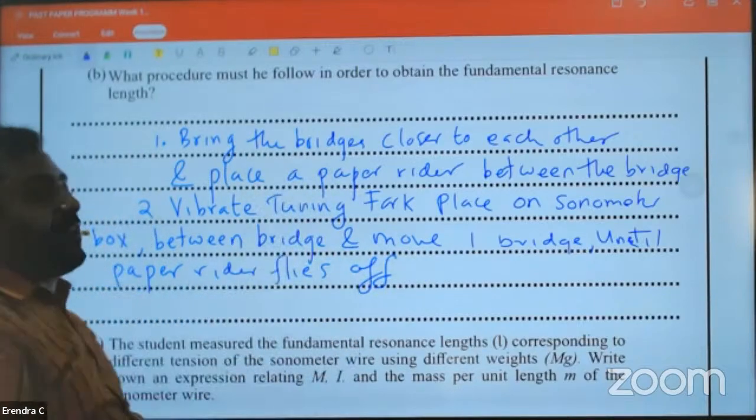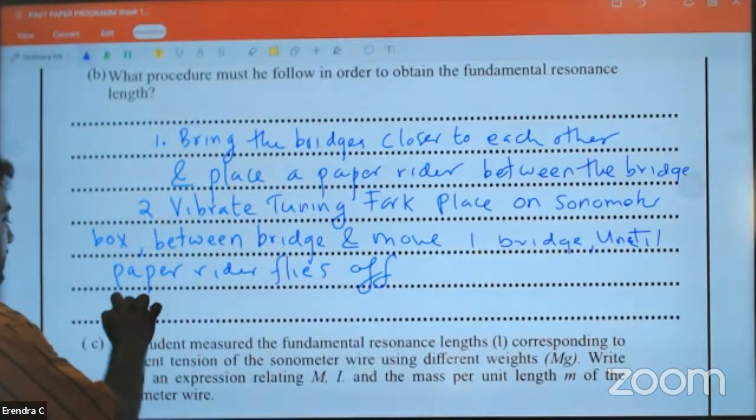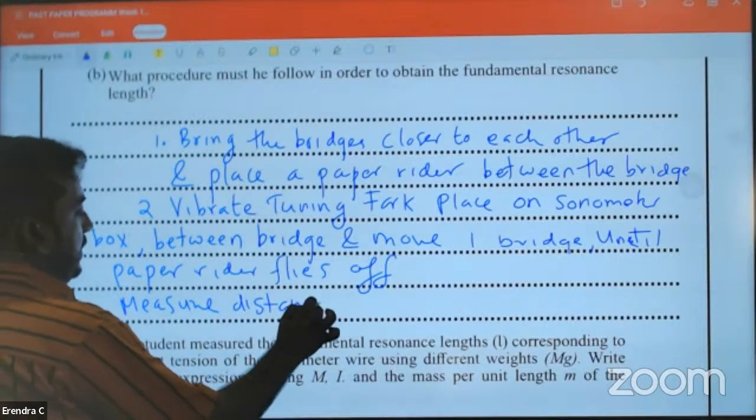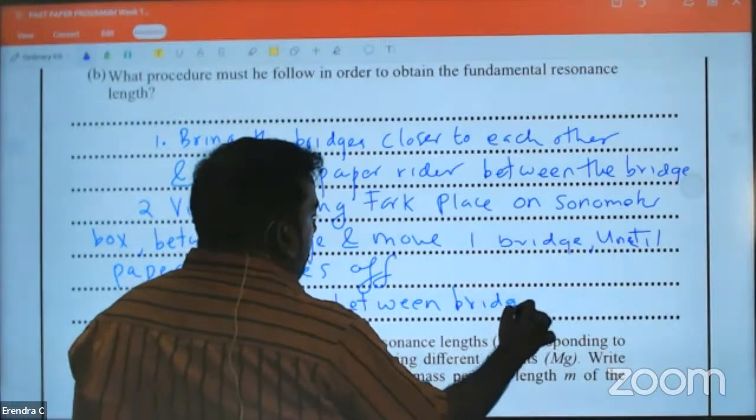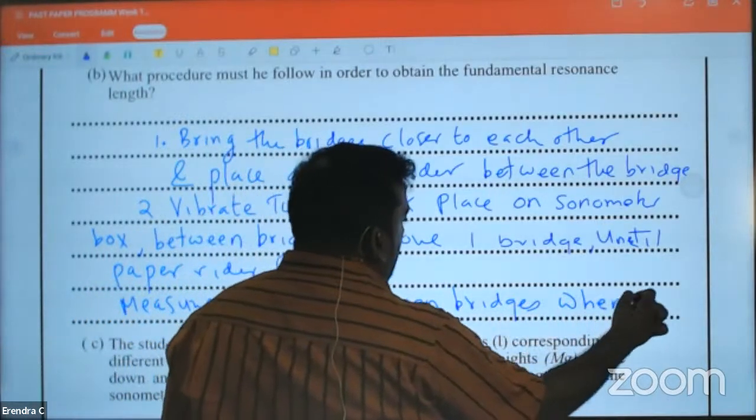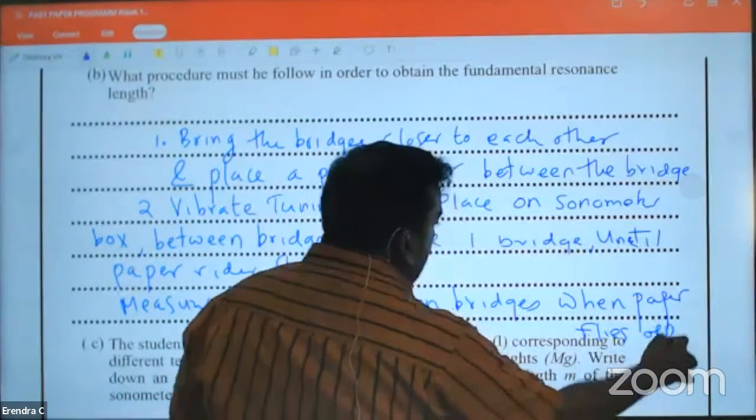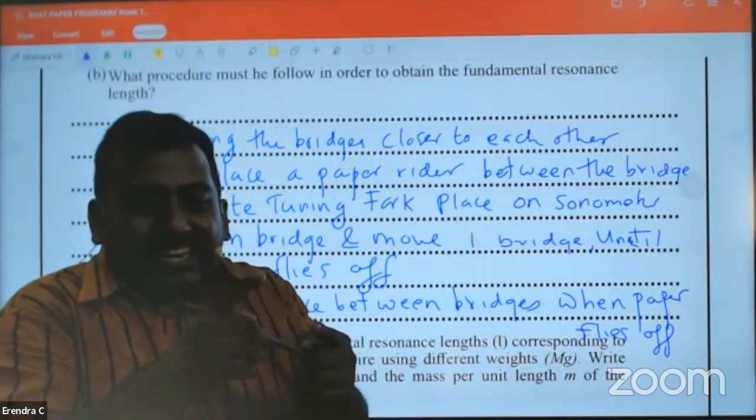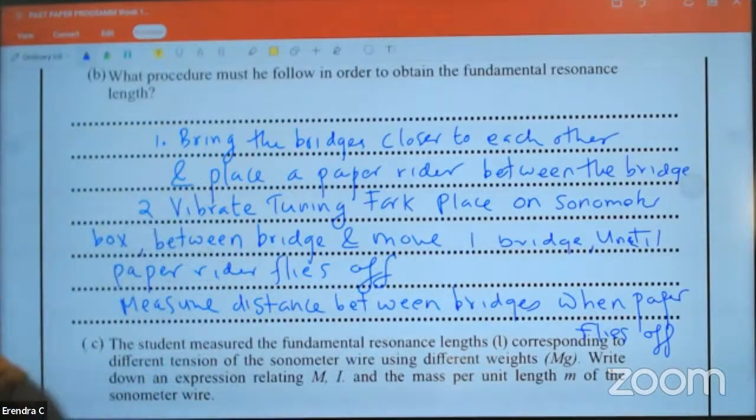Now when the paper rider flies off, what do you do? Measure the distance between the bridges. Actually, what you should do is, when the paper flies off, repeat the experiment, measure the lengths and then get the average length. Try this first.